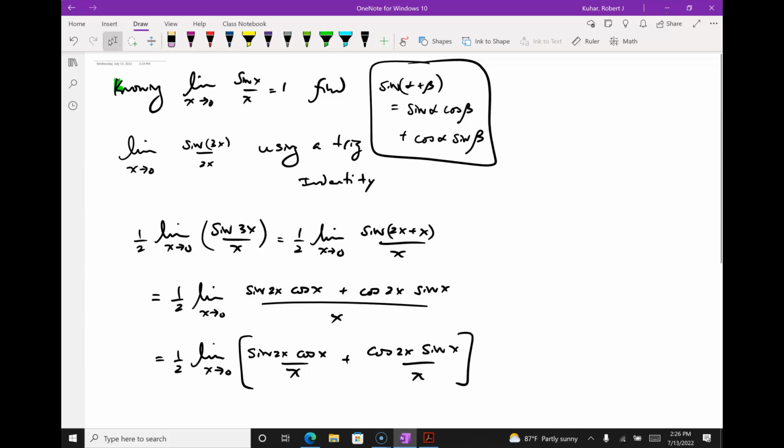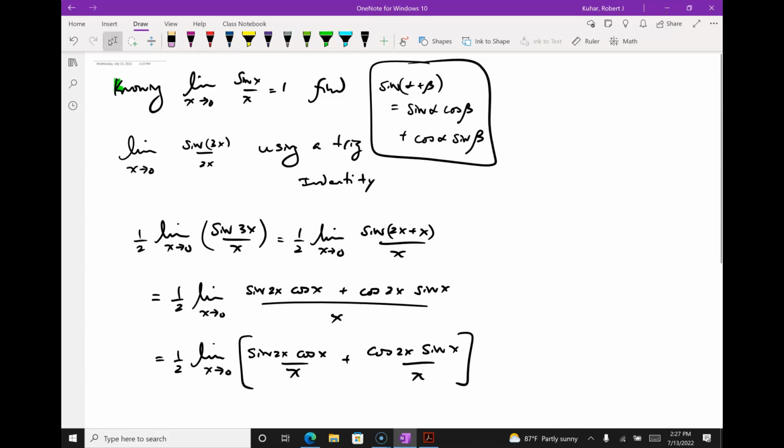Sine of x plus y. I use alpha, beta. Sine alpha cos beta plus cos alpha sine beta. So sine 2x cos of x plus cos 2x sine of x, right here. Then I split it into two pieces.